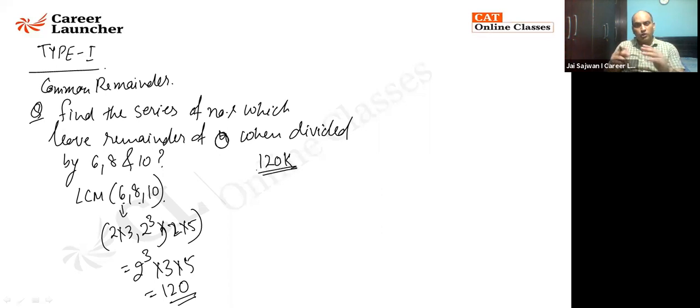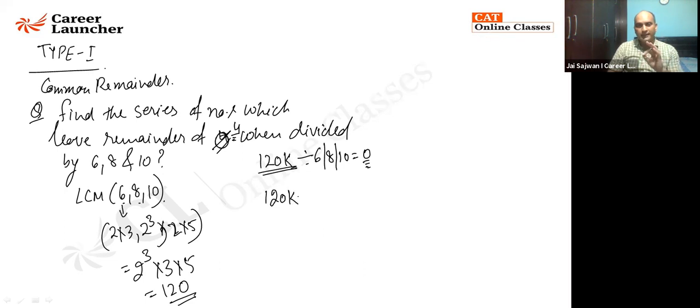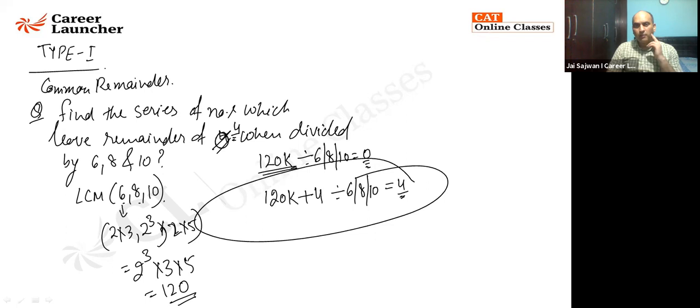So 120 is the smallest such number. If you take any number which is a multiple of 120, it is completely divisible by 6, 8, and 10, or I can say it leaves a remainder of 0. But here the remainder is not 0. The remainder is 4. So what I'll do is, a number 120k is completely divisible by 6, 8, and 10. If you increase it by 4 and then divide it by 6, 8, and 10, don't you think your remainder will change from 0 to 4? You will say yes, the common remainder will come out to be 4. Is it fine, everyone?